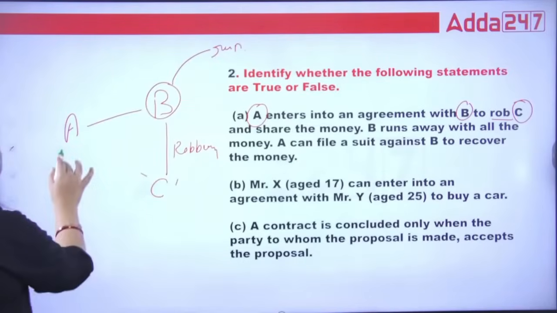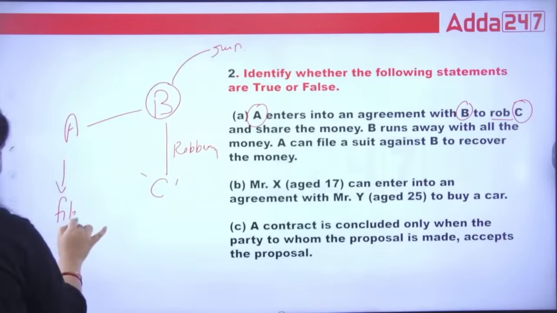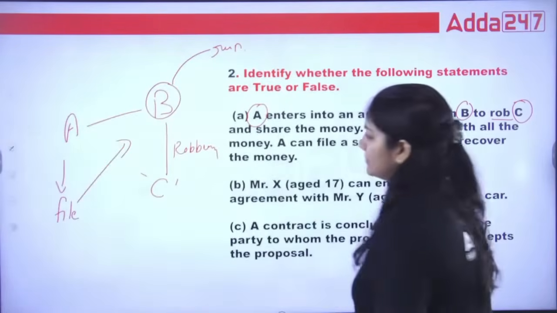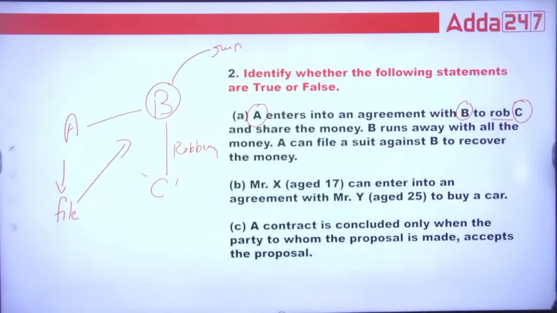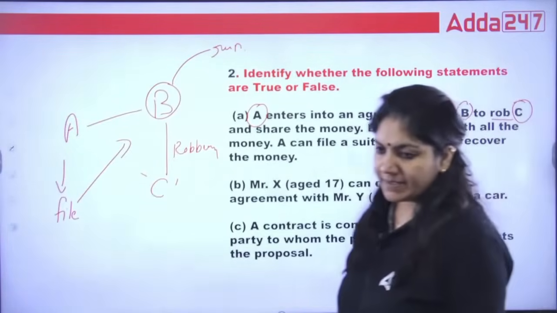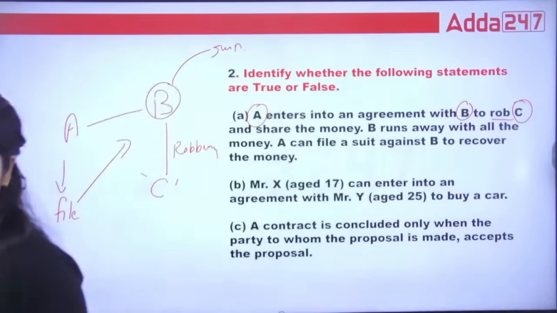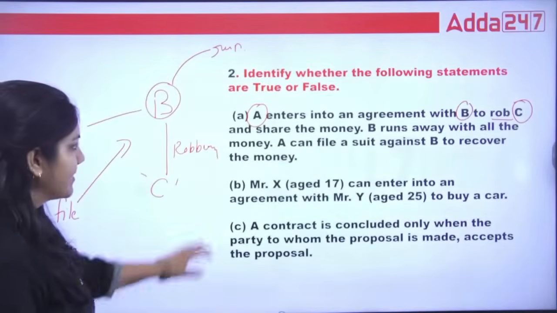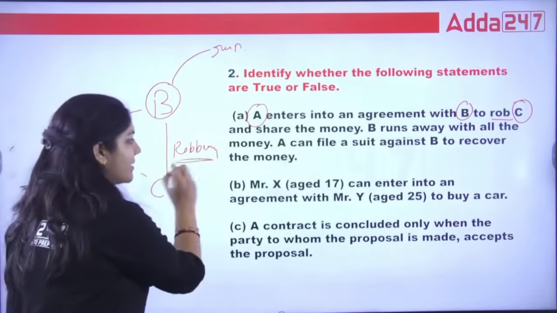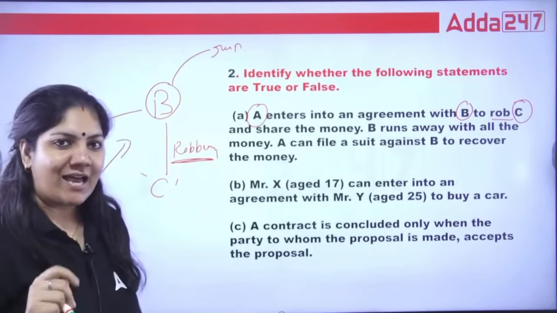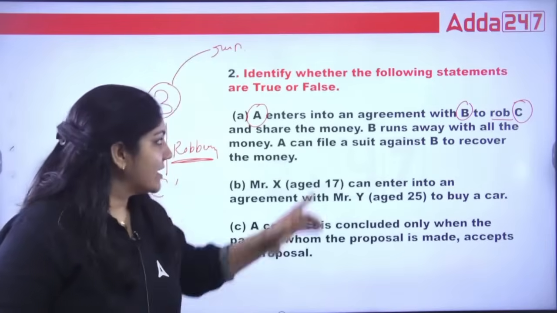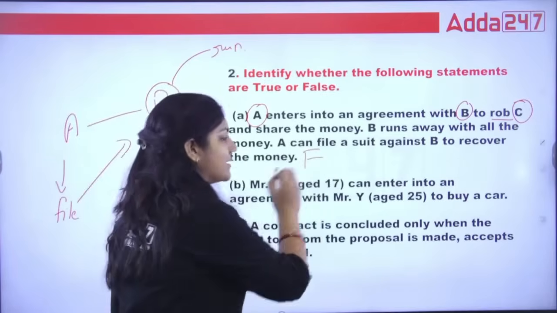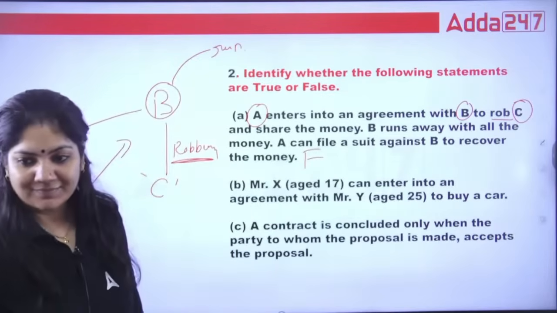So class, tell me, can A file the case against B? That is true and false. These are very important questions. Excellent, Shahishta ma'am, excellent. So class, in that case, robbery is an illegal thing and you are making a contract for an illegal thing, so he cannot file the case. The answer is no. That is the false one. Okay.